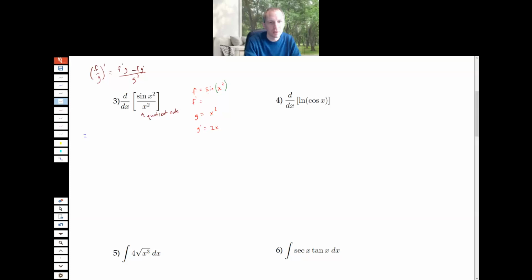So when I differentiate this, I can see, okay, the x squared is my inside function. So this is a chain rule. So I differentiate the outside. The derivative of sine of stuff is cosine. Plug the inside function in, and then multiply by the derivative of the inside function. So that's 2x.